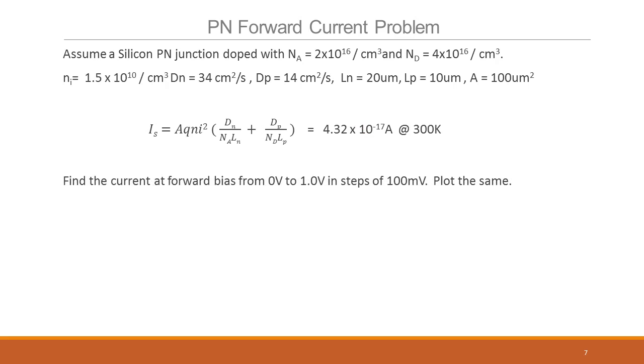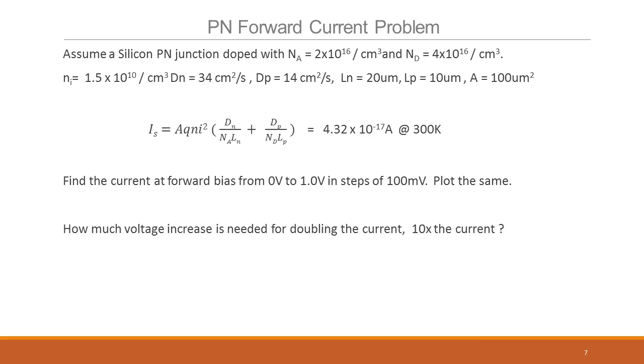Find the current at forward bias of 0 volt to 1 volt in steps of 100 millivolts. Plot the same. This is just to understand the sensitivity. Since it's an exponential function, you start seeing that the current starts becoming large pretty rapidly, at least in the microamps and the milliamps region. Okay. How much voltage increase is needed for doubling the current and 10x the current? This is just a relative scale for you to understand. We already saw 10x the current is for 60 millivolts. Just substitute and check it once, right? Find out how much it takes to double the current.